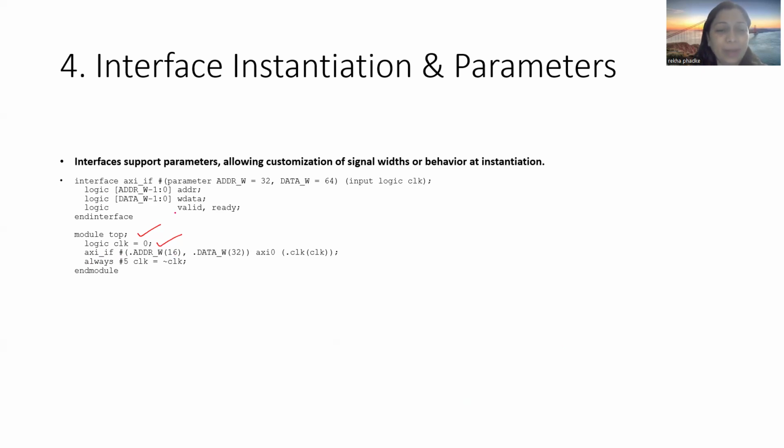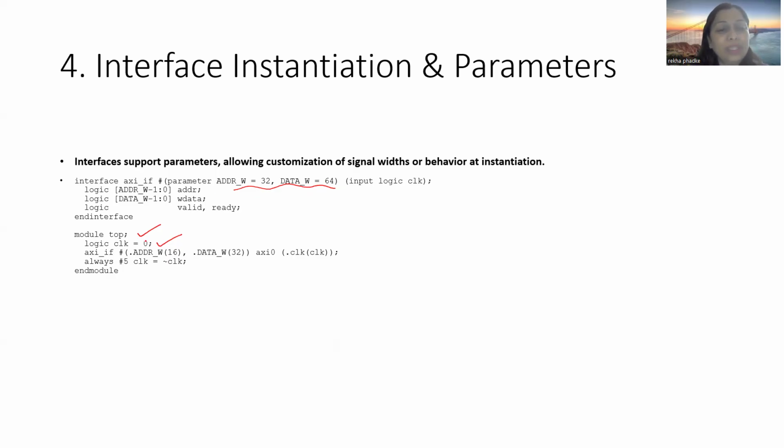Here I'm overriding the parameter. The original parameters of the interface are ADDR_W is 32 and DATA_W is 64. That means address width is 32, data width is 64. But am I overriding it now? Yeah, I'm overriding it by 16 and 32 respectively. That's the advantage of hash of parameter. So whenever you call the interface in any other module, you need not keep it fixed to 32 and 64, but based on your requirement, you can change the width of address and data by overriding their values. So they have to be specified using parameter, then only you can override the values.